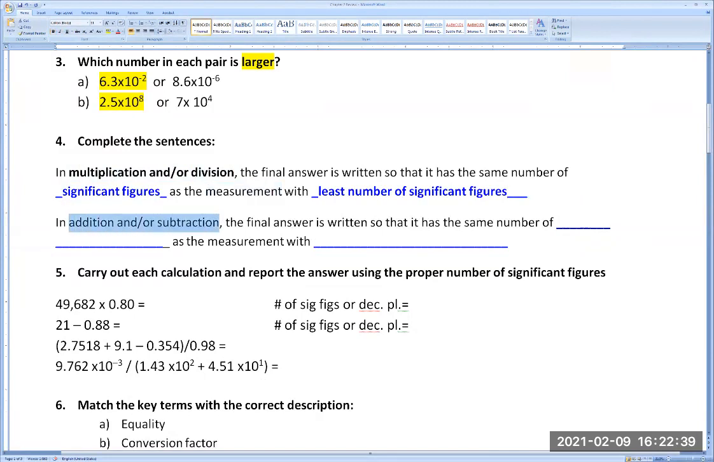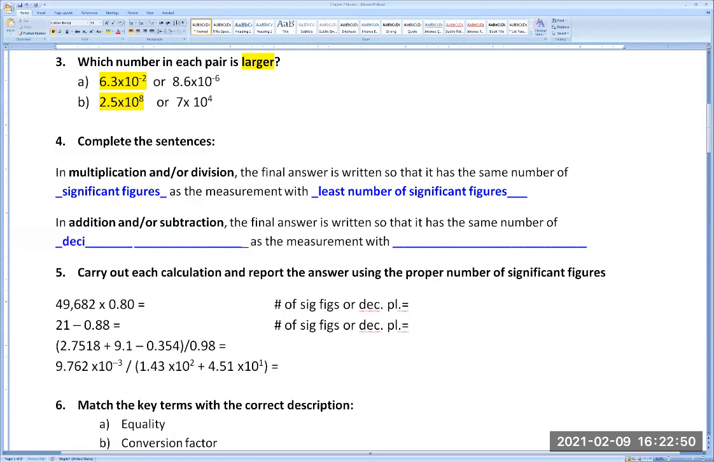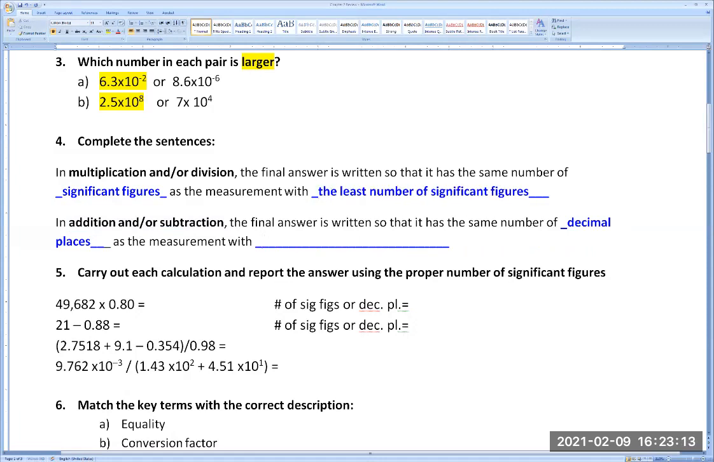But unfortunately for addition and subtraction, it's a different rule. The final answer is written so that it has the same number of, and it's not significant figures here, it's decimal places. As the number with, let me add the list, with the least number of decimal places.